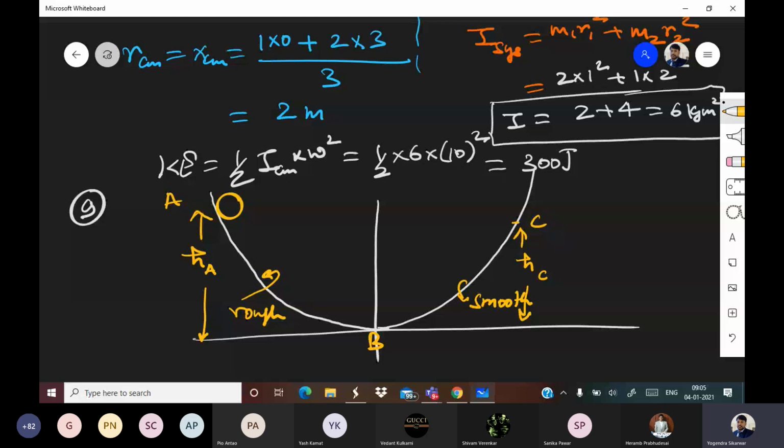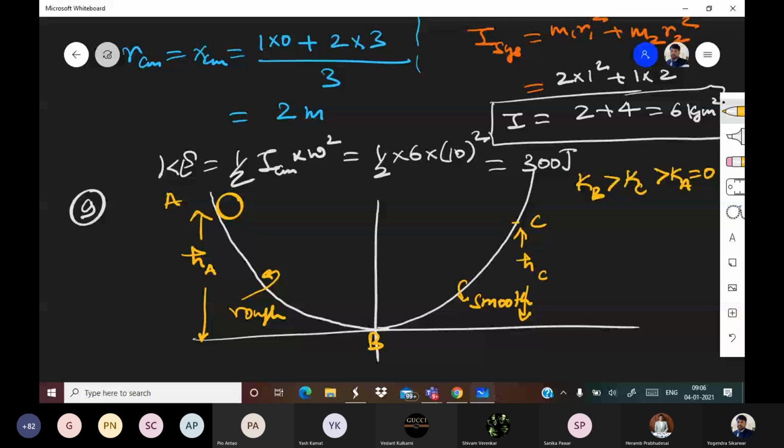Okay, but just for your information, let me write it as KB is highest, then comes KC, and then comes KA, which was actually equal to 0, because at a point it started. Okay. Now pay attention and try to understand what is happening.